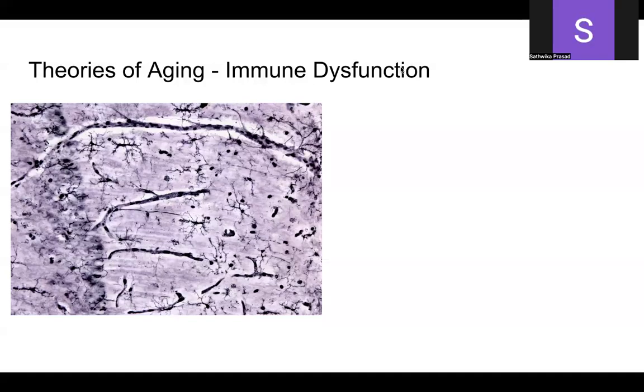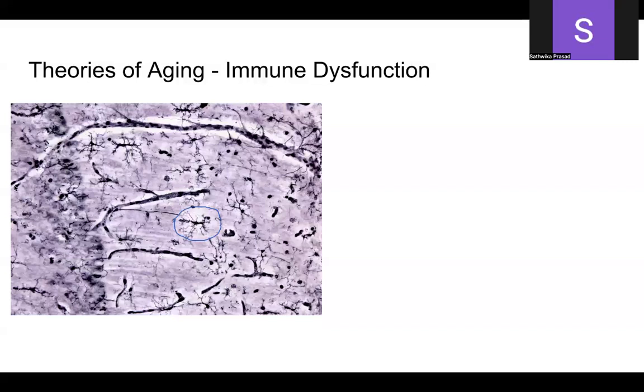Hi everyone, in this video I'm going to talk to you about another theory of aging, which is known as immune dysfunction. So what is immune dysfunction? Or actually, before we go into immune dysfunction, I want you guys to take a look at this picture over here. There are a few cells here, but I want you to identify which of the glial cells this cell is and its main function.